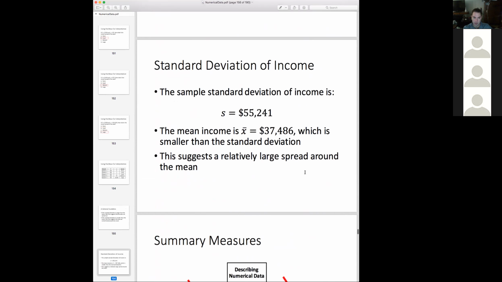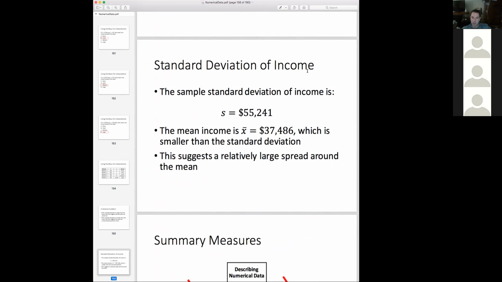So in this interpretation with the income, we see that the mean income is $37,486 in the United States, and the standard deviation is $55,000. So since the standard deviation is larger than the mean, we can say there's a relatively large spread around the mean, which makes sense because the income of the United States varies widely, and there is a large spread of data points. You have people who are making very little money, and then people who are making a lot of money, and there's a big spread amongst income in the United States. There's a large disparity, one could say.